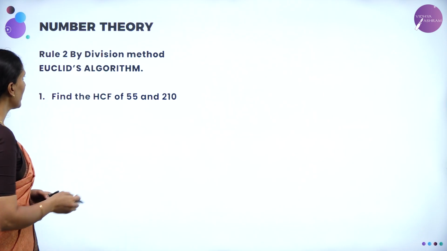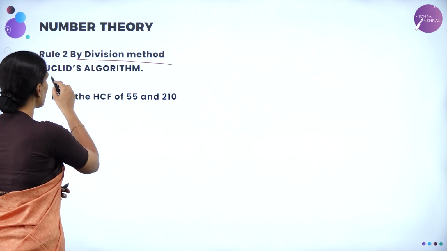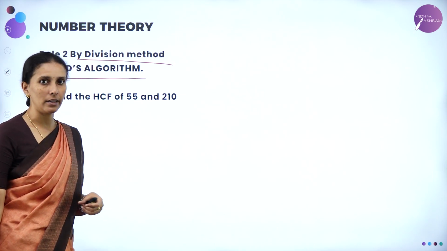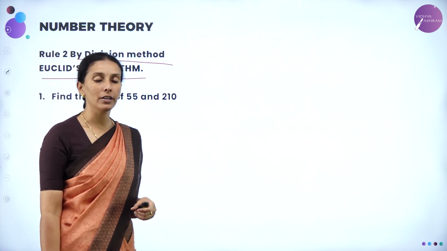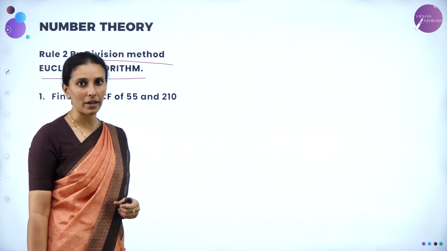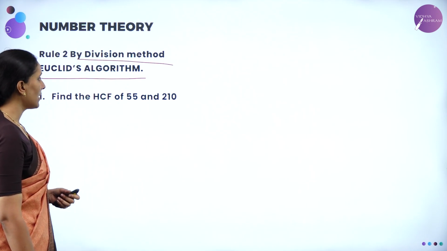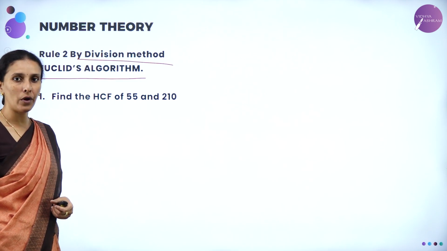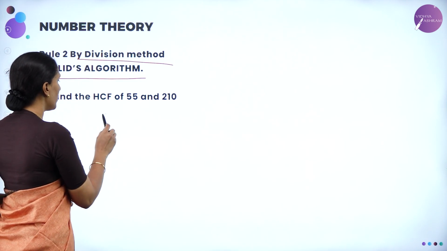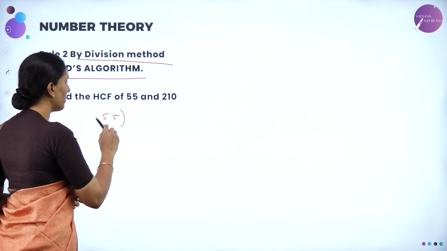The second method is by division method, which is also called Euclid's algorithm. So we follow the division method to calculate the HCF of the given numbers. Now let us take an example here. Find the HCF of 55 and 210. So here you should use the method of division.